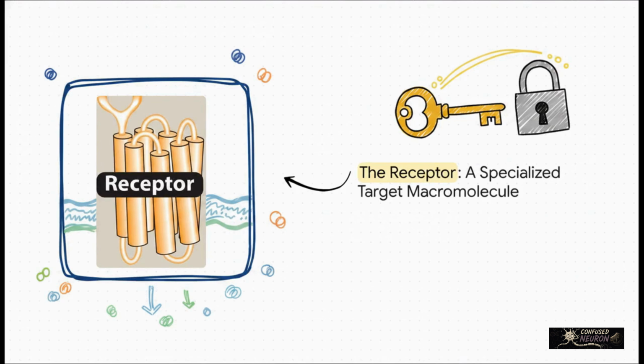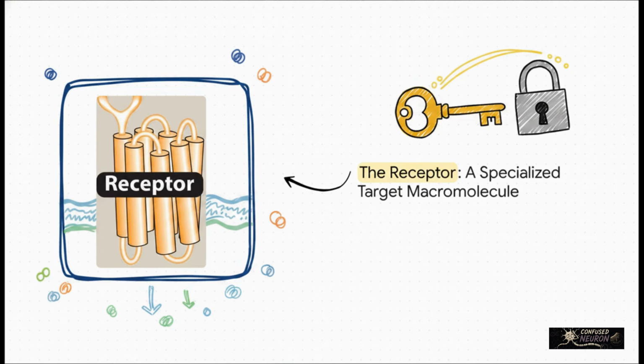Moving on to Section 2, Receptors and Signal Transduction. To really understand how these changes happen, we have to zoom way in, from the whole body down to the microscopic level. Most drugs actually exert their effects by interacting with these specialized target macromolecules sitting right there on the cell membrane. We call these receptors.